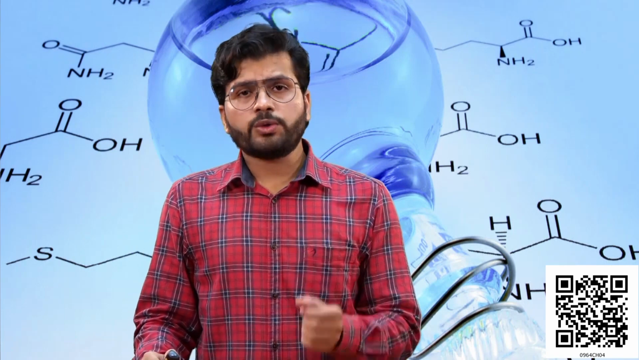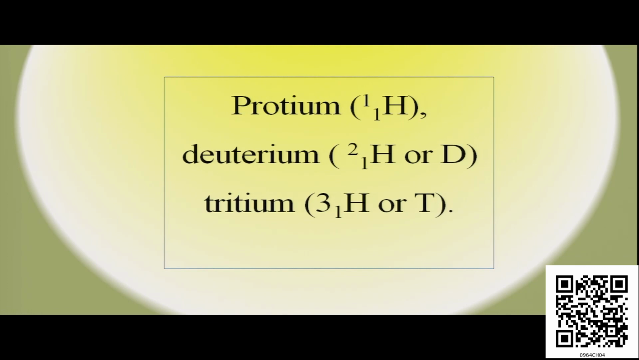For example, if you look at the hydrogen element, hydrogen has 3 different isotopes: protium, deuterium and tritium. In all the 3 cases, what you will observe, the number of protons is the same, that is 1. But the number of neutrons is different in the 3 cases. In case of protium, there is no neutron. In case of deuterium, it contains 1 proton, 1 neutron. That is why its mass number is 2. In case of tritium, it contains 1 proton, 2 neutrons, for which the mass number becomes 3.